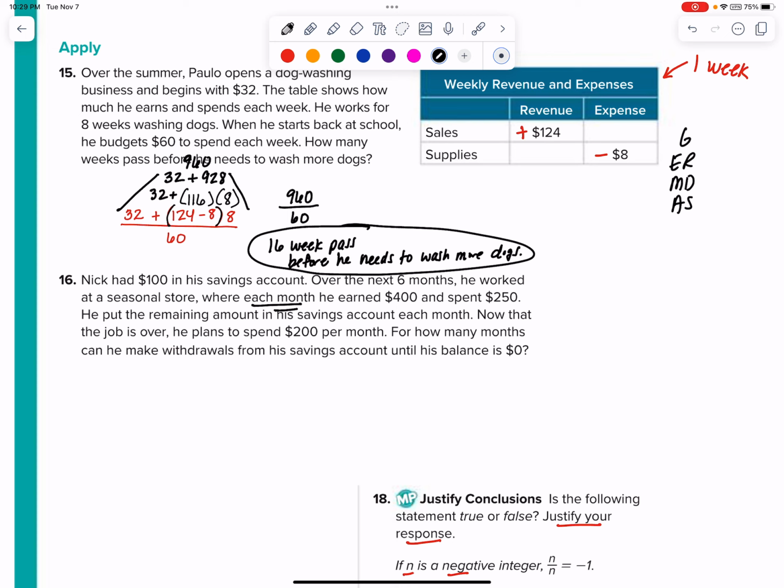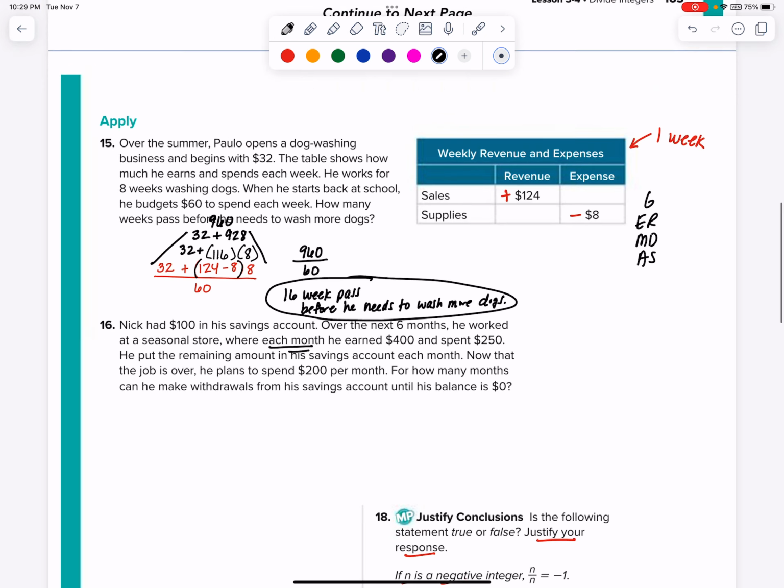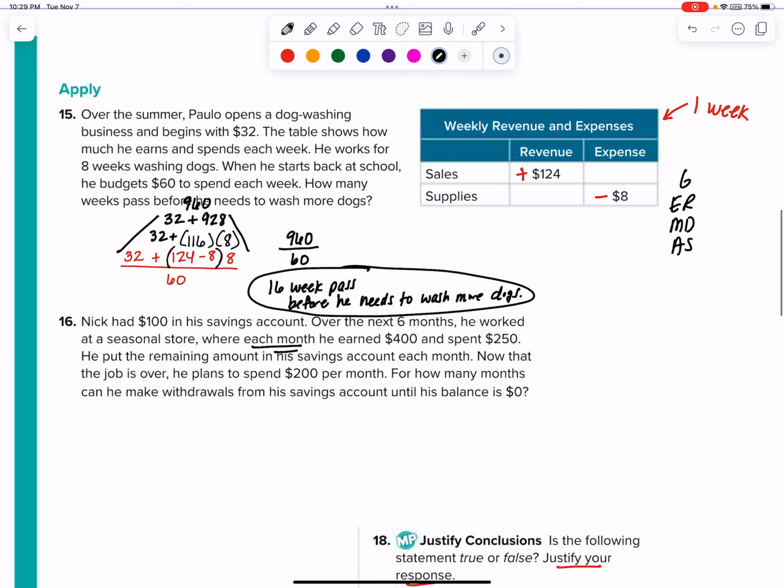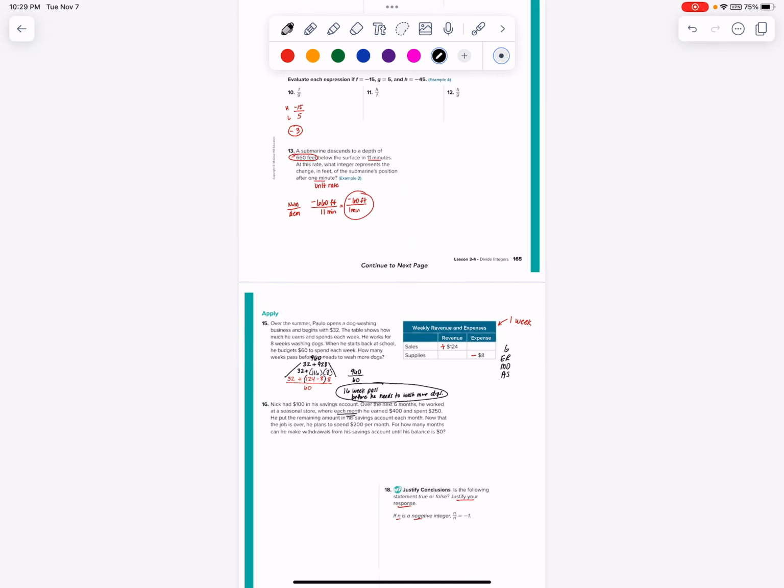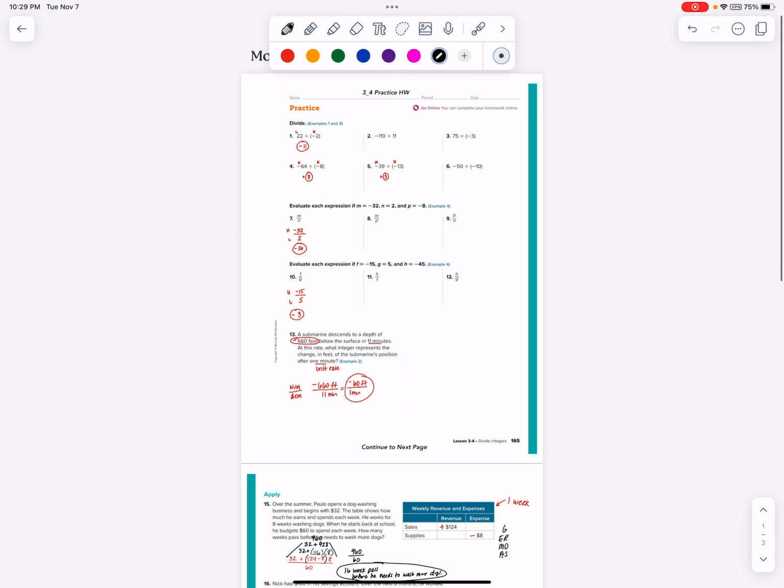But remember, this is then extended to 6 months. So he put all that into his savings account, and now the job's over, and he wants to spend $200 per month. So very similar to Paulo, who wanted to spend $60 each week. How many months can he make withdrawals until he ends up at 0? It's a really great imitation problem for you to get a little bit of practice. So give that a shot and let me know if you need any help, and we'll check that tomorrow.